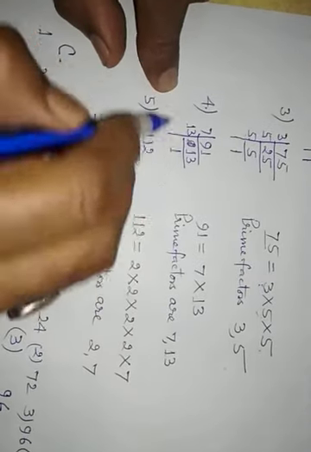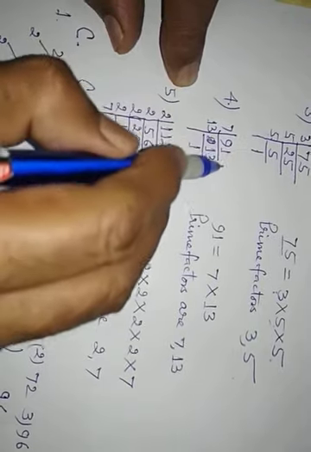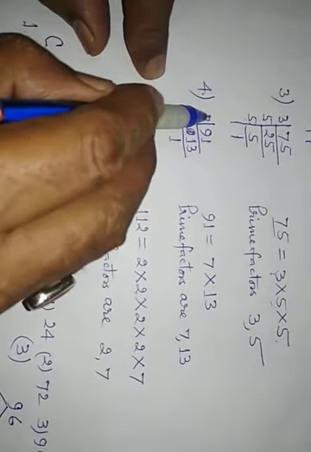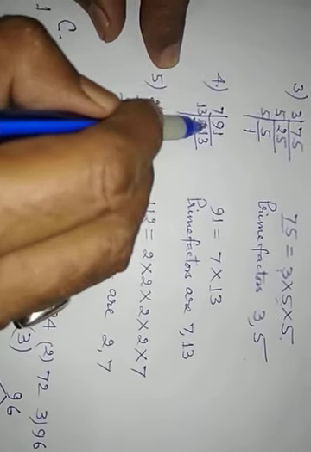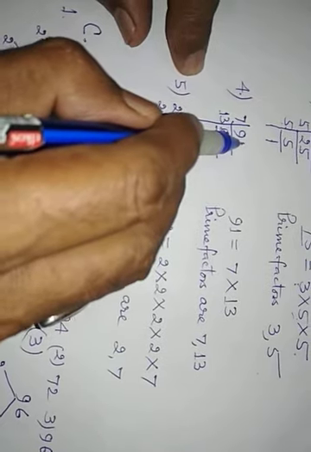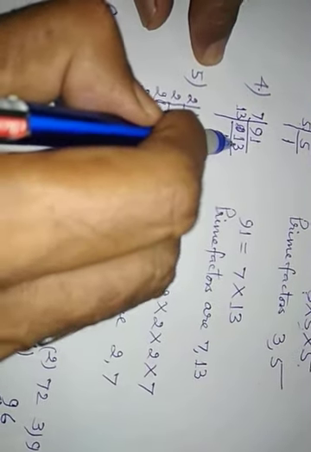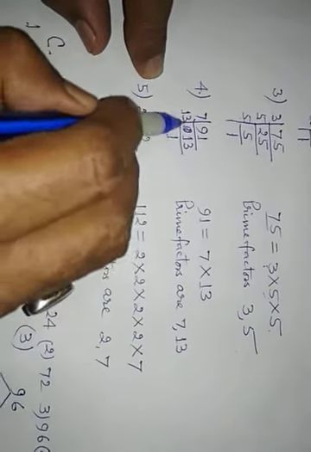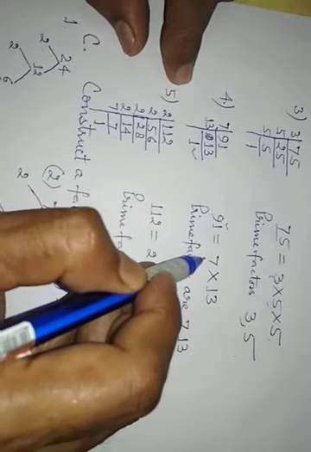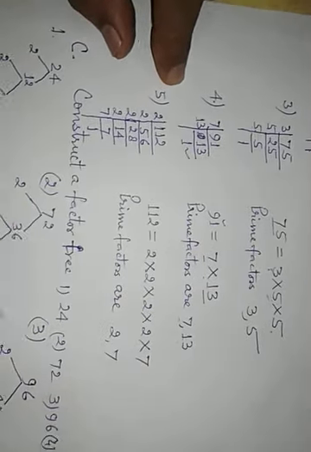Question number 4. 91. You have to find out the prime factorization of 91. So 91 can be divided by 7. 7 1 are 7. 2 is left. Then 21, 7 3 are 21. Now 13 can be divided by 13. 13 1 are 13. So you can write 91 is equal to 7 into 13. These are prime factors 7 and 13.